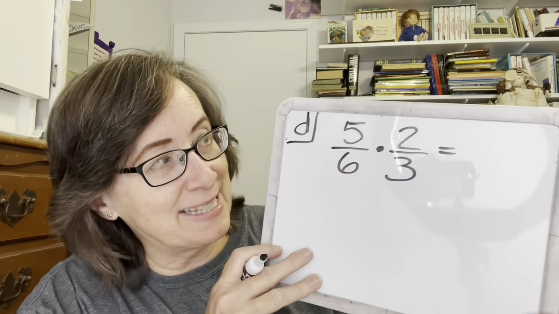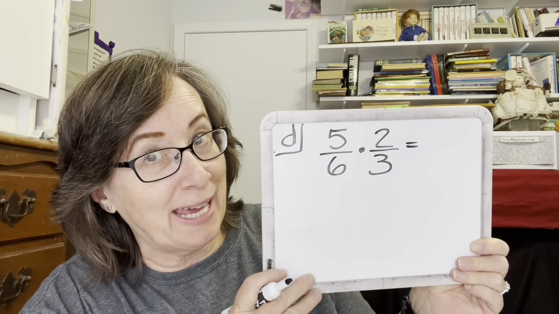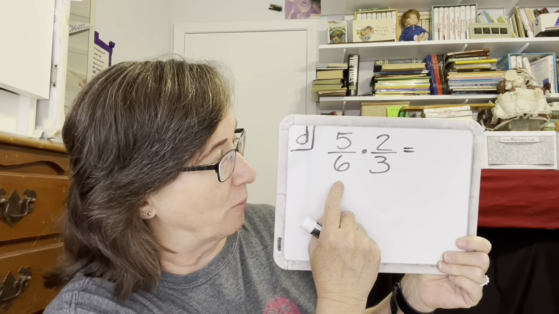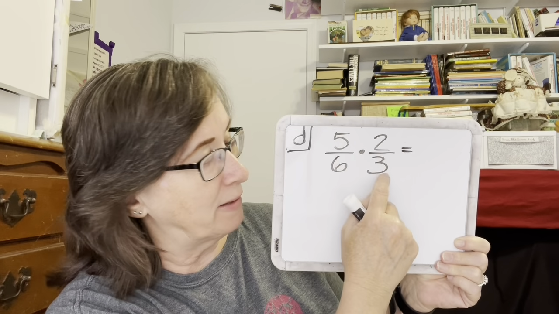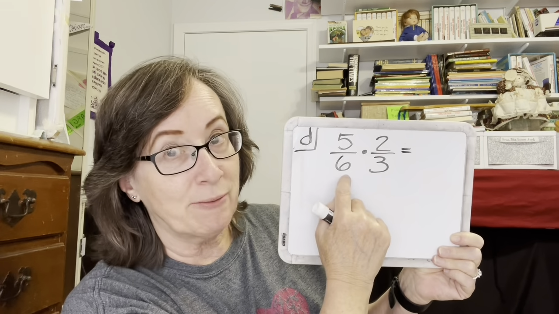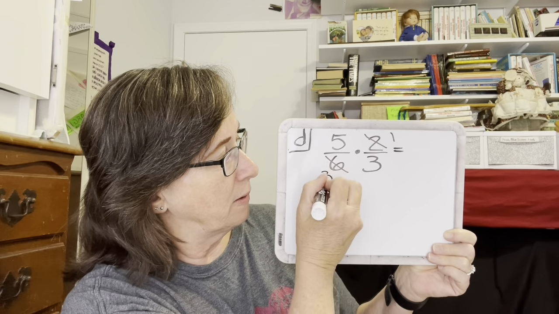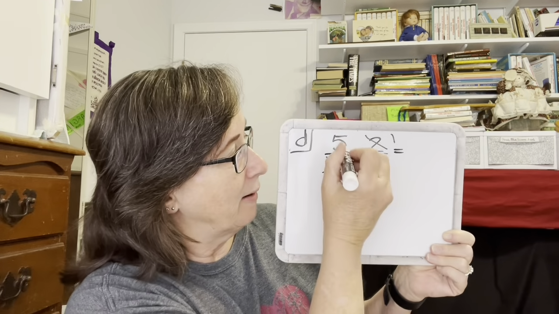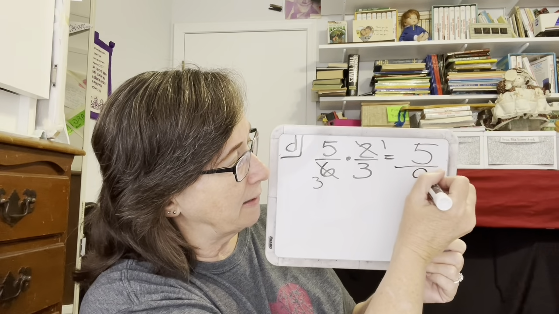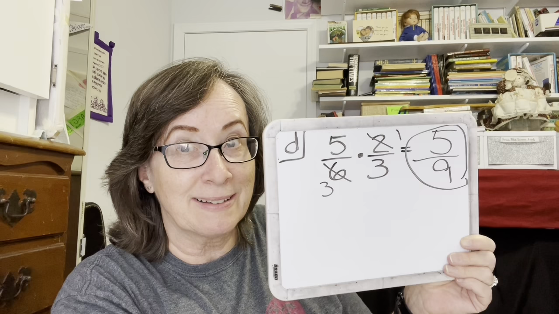Okay, here is D for your workbook. On this one, I want you to try to cancel, because 2 and 6 have a common factor of 2. Since 5 and 3 don't have any common factors, we're just going to look at 2 and 6. They both have a 2, so I'm going to divide this one by a 2, this one by a 2, and now I'm ready to multiply. 5 times 1 is 5. 3 times 3 is 9. And 5/6 times 2/3 is 5/9.